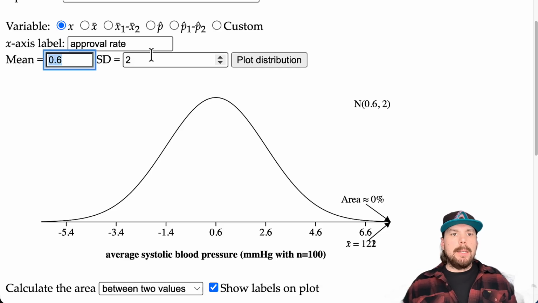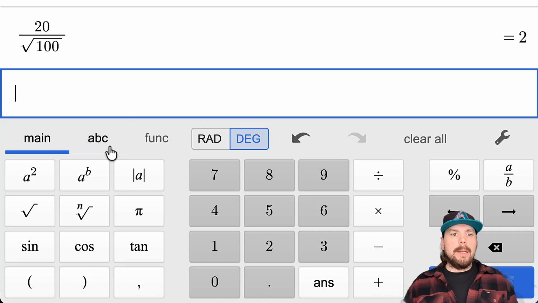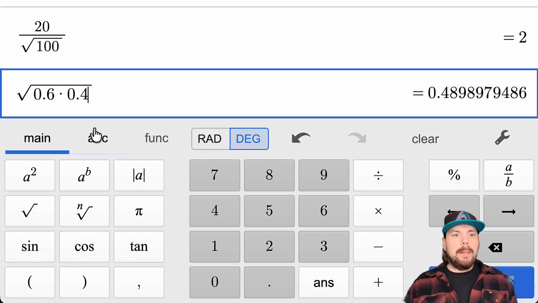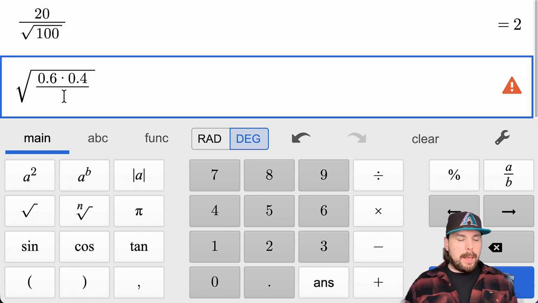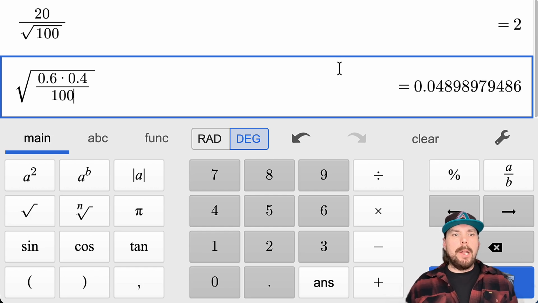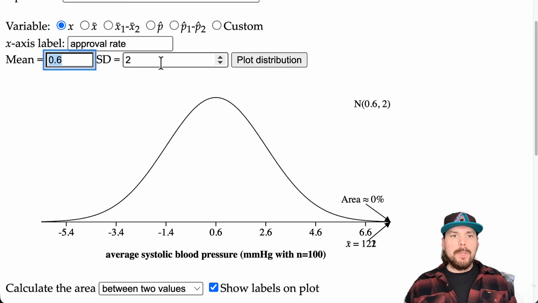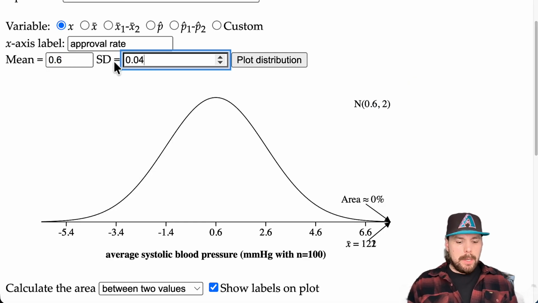Now to find my standard error here, I need to go back to my Desmos Scientific Calculator. This one is going to be square root of p-hat times 1 minus p-hat over n. So if my approval rating was 60%, that's my p-hat. The complement is 1 minus p-hat, that's 0.4. And then I'm just going to highlight the contents of that radical and divide by the value of n. Let's say we've got a sample of 100 here. So with 100 voters, for example, with a 60% approval rating, our standard error is about 0.049, which we can now put in as the standard deviation of this distribution.